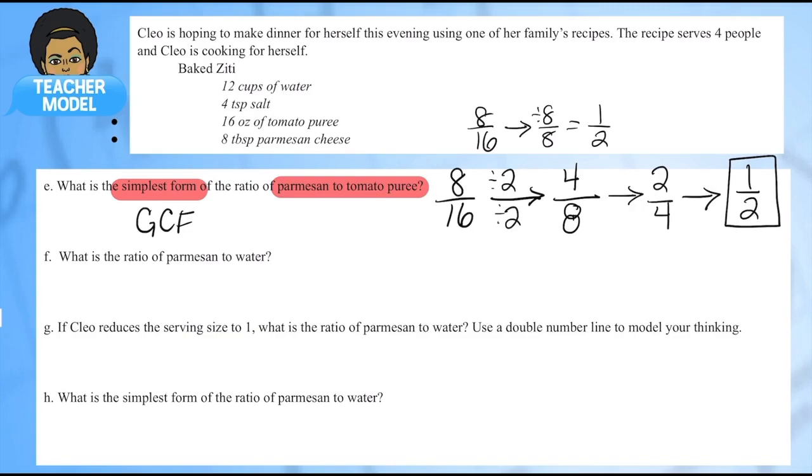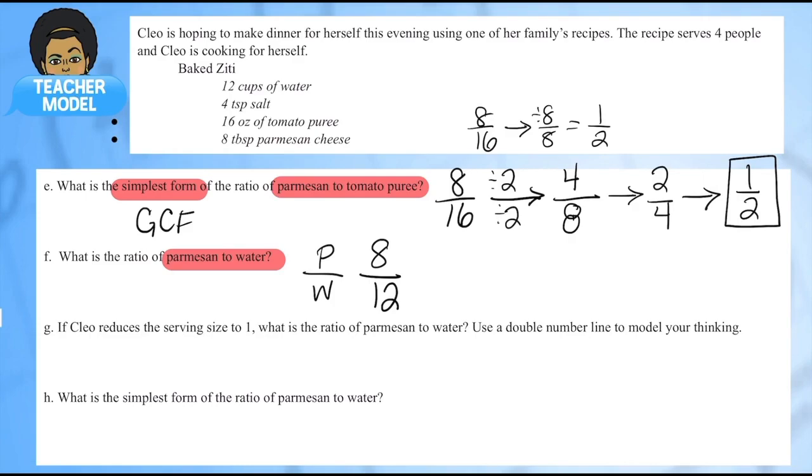Let's go to the next one. What is the ratio of Parmesan to water? So let's see. Parmesan to water. Notice how I'm writing it each time to remember the order as I'm expressing my fractions. So 8 to 12. Now, I could, again, put this into simplest form, but it's not asking me to. It's just asking me what is the ratio. So it's 8 tablespoons to 12 cups of water. So I'm going to leave it like this.